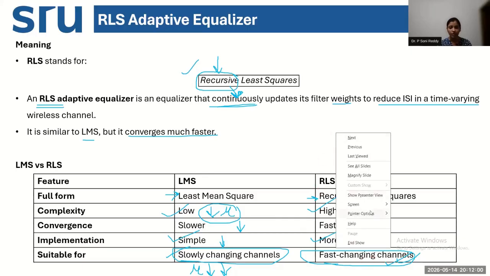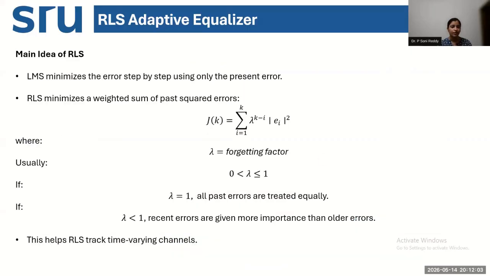Okay. So next, what are the steps of RLS adaptive equalizers? The steps are very, very simple. There are 3 steps and it is almost equal to LMS, but the main differences I have pointed out in this slide. LMS basically calculates the error of the current symbol. Current symbol means suppose I am transmitting the symbol YK. For this, what is the error symbol? EK. That is what LMS is concerned about.